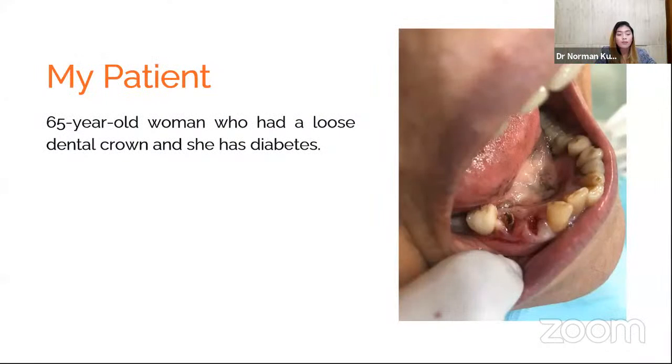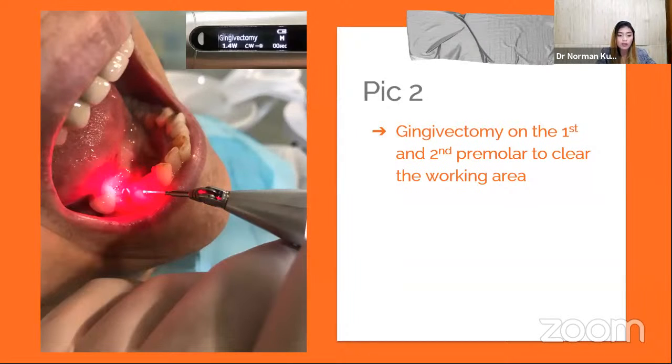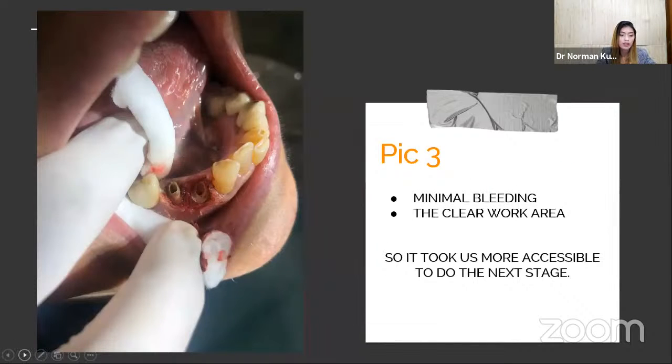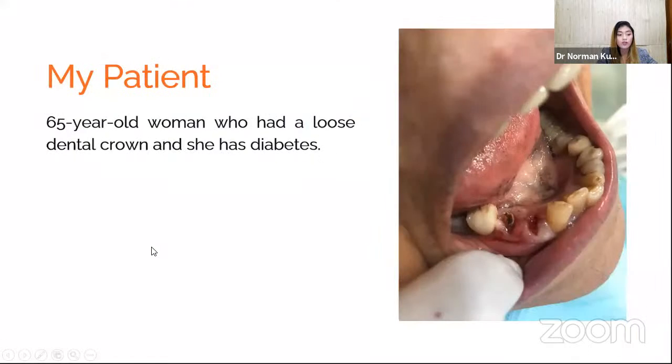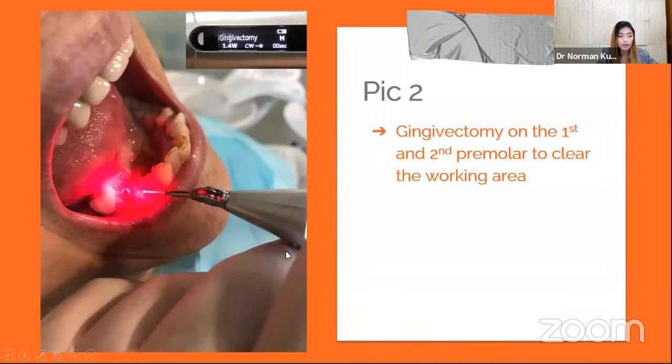So, okay, this is picture number 1. This picture shows a 65-year-old woman who had a loose dental crown, and she has diabetes. From the intraoral examination, I found that endodontic treatment had been done on her first and second premolar of the right mandible, and these teeth had gingival enlargement, particularly in the buccal and interdental areas. In addition, two dental crown units came loose. Okay, that was the first picture, and next is the second picture.